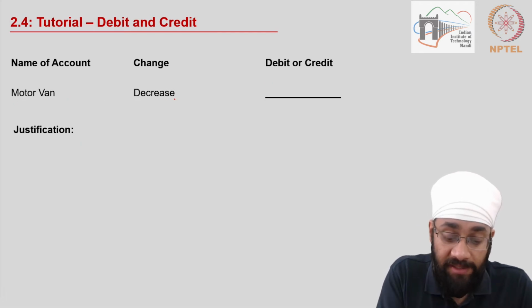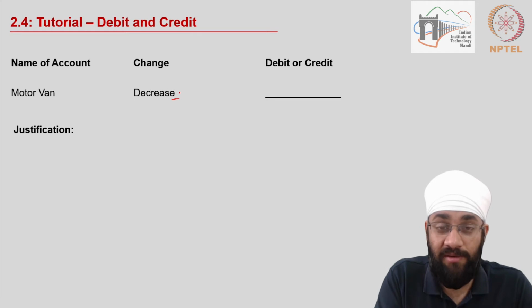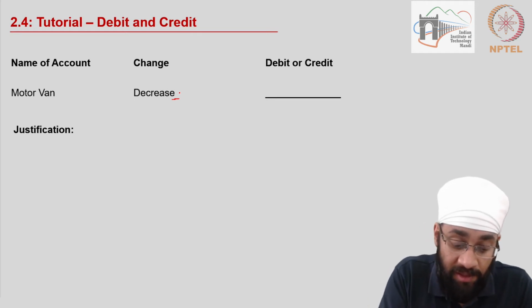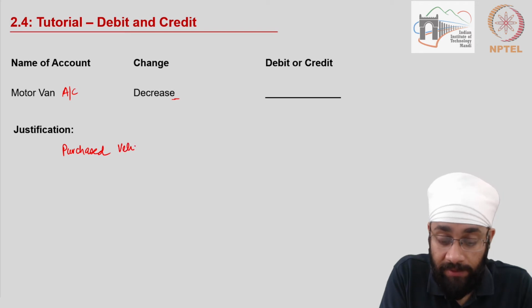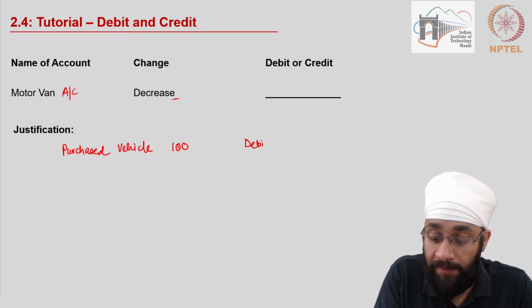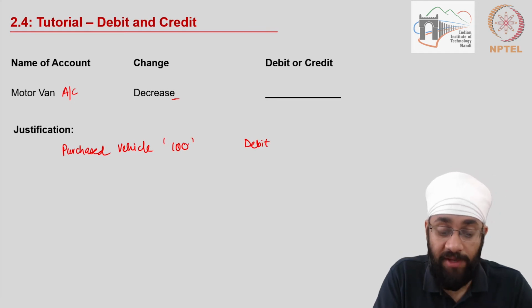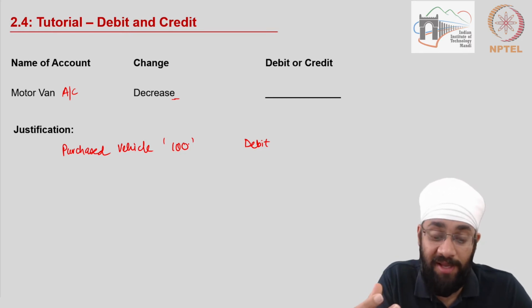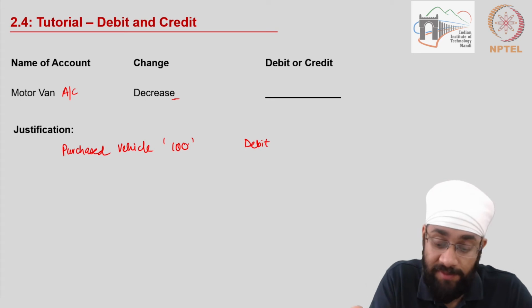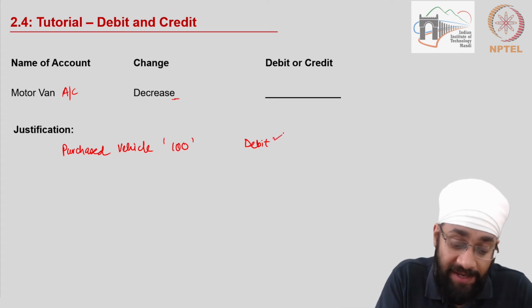Motor van decrease. Now, what does decrease in vehicle mean? So this is motor van account. Let us say you purchased the vehicle for 100. At that time, you would have shown a debit because you paid cash for it, and the vehicle is coming into the business, and you've bought the vehicle. You have the right over the vehicle. The registration is in the name of the business, possibly. So you showed a debit at that time.